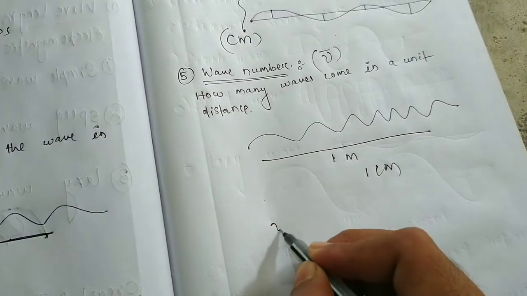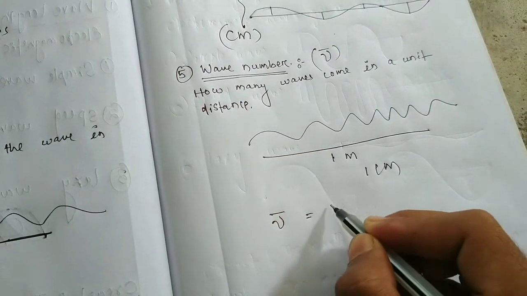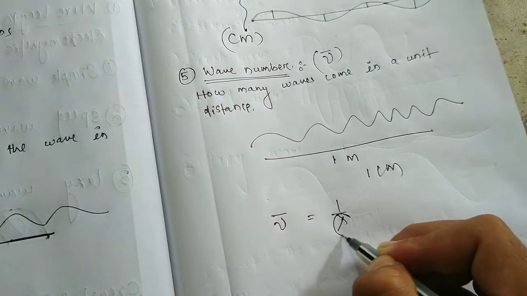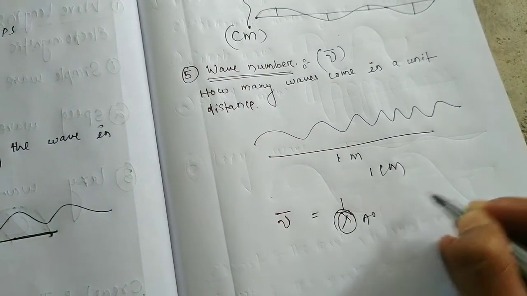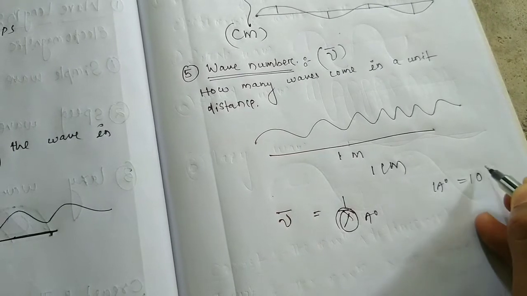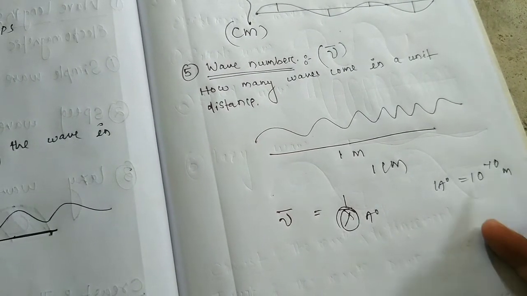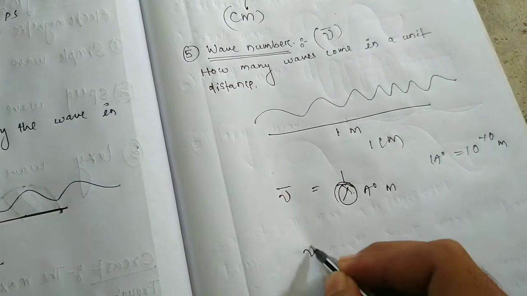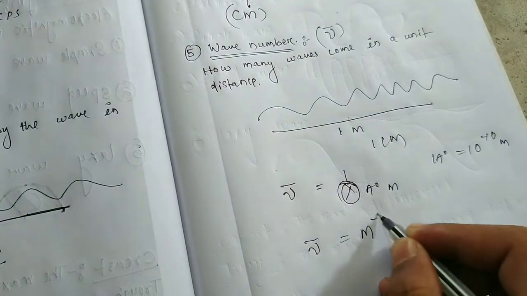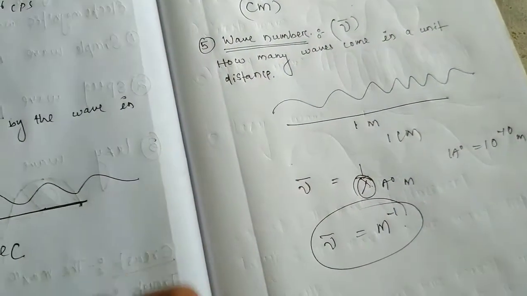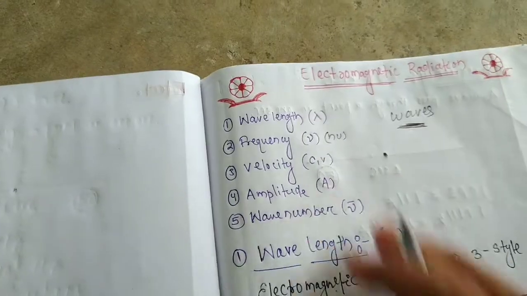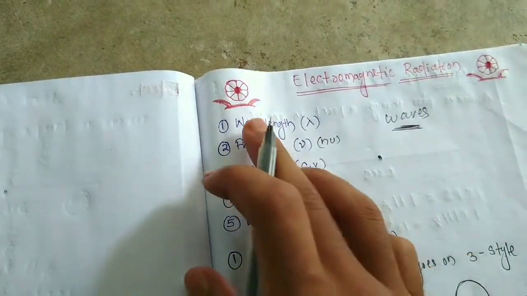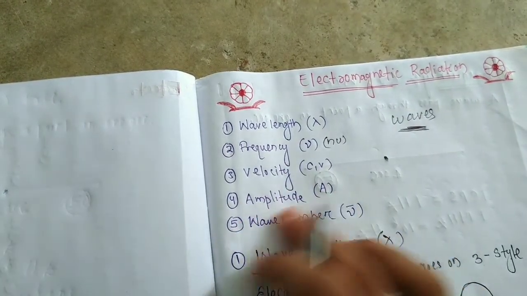So nu bar equal to 1 by lambda. Students, lambda answer comes in angstrom. 1 angstrom equal to 10 to the power minus 10 meter. So when this answer comes in meter, then nu bar is in meter inverse. This is all about the 5 terms of electromagnetic radiation: wavelength, frequency, velocity, amplitude, wave number.